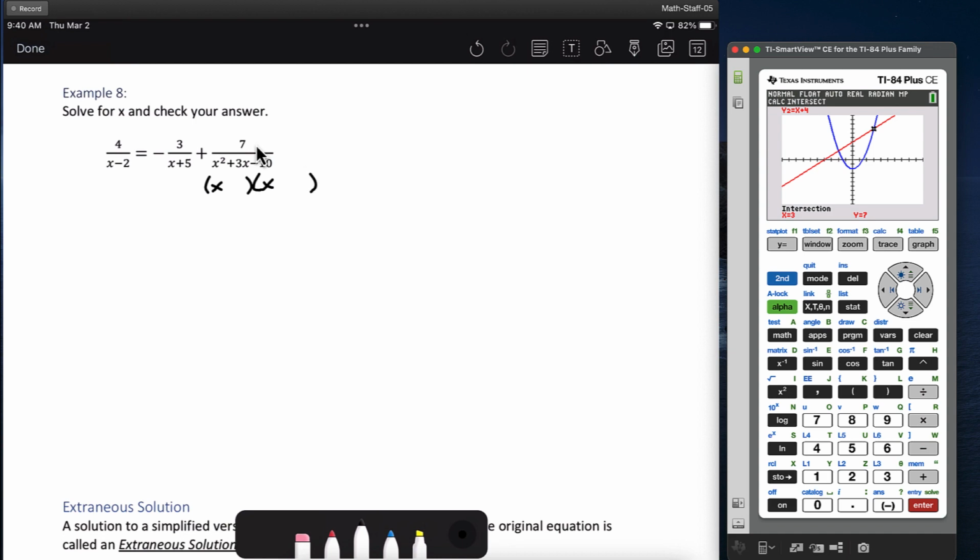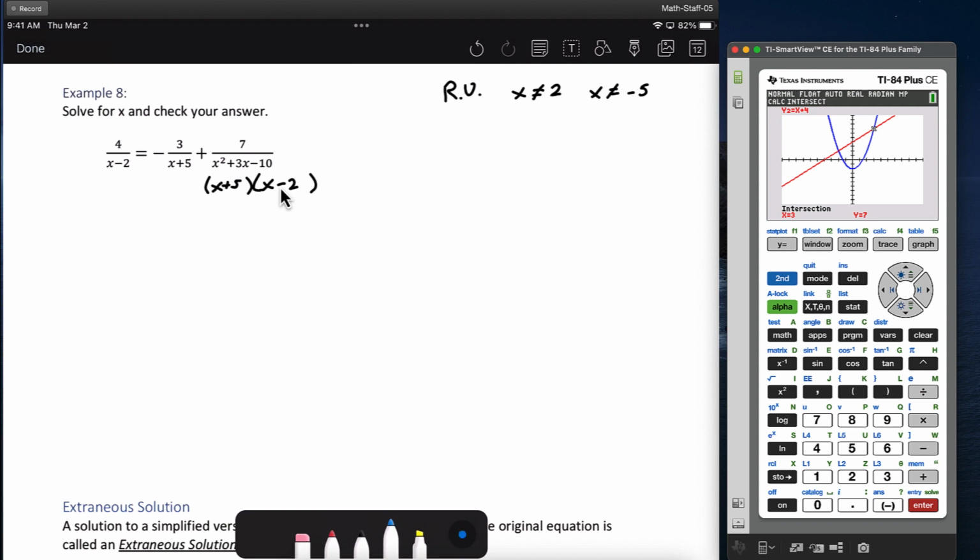Two numbers that multiply to negative 10 and add to positive 3 are 5 and negative 2. That's convenient. Those two factors already occur in the equation. It's not always the case, but here it's going to help us. So to find restricted values, we can see that x cannot be 2, x cannot be negative 5, and those are our restrictions. Again, if you want to algebraically do that, just set each denominator equal to 0 and solve.